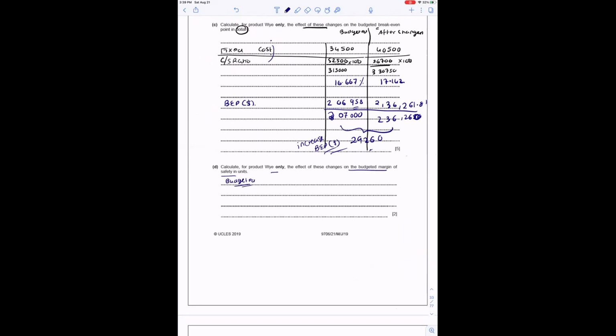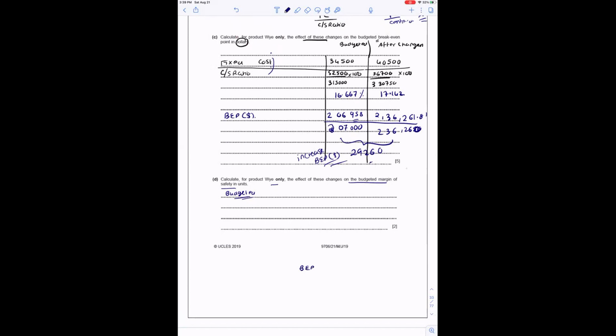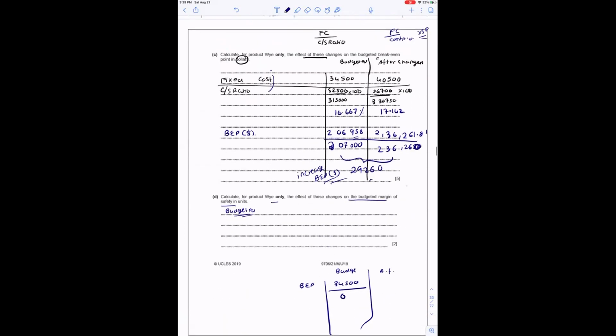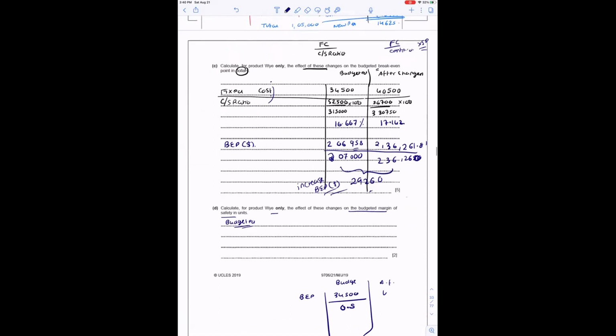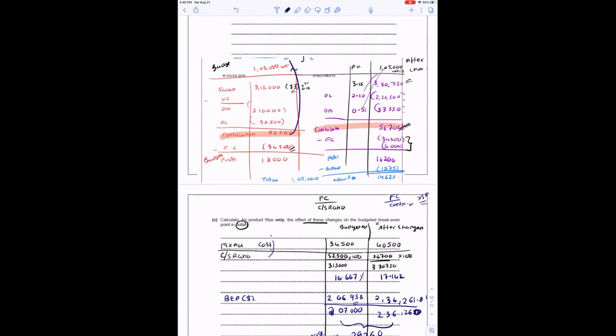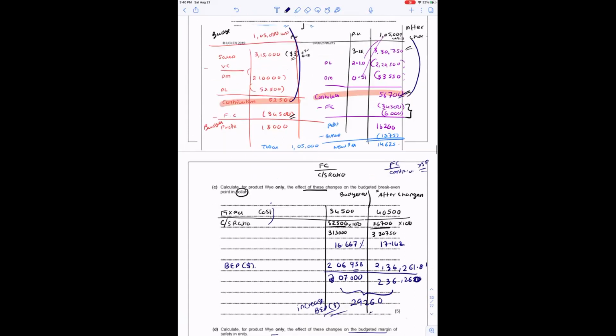So that means I now need the break-even point in units also. I will calculate it for budgeted and after changes. Fixed cost is 34,500. Contribution per unit here would be 52,500 divided by 1,05,000 units, so the contribution per unit is 0.5. And here it would be 40,500 divided by the new contribution, 56,700. 56,700 divided by 1,05,000, so it is 0.54.